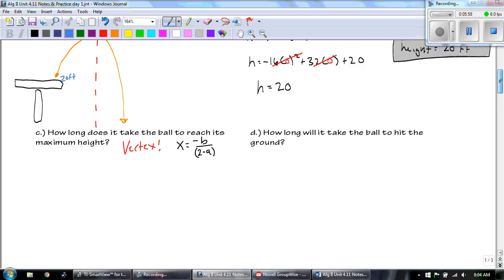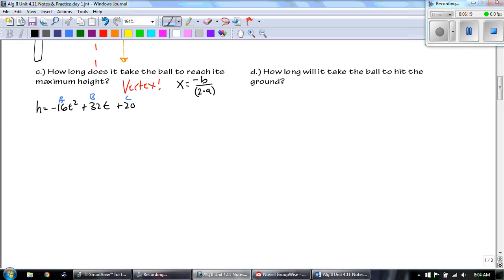All right, so to find the vertex, we need to use that formula. H equals negative 16t squared plus 32t plus 20. So you know what your A, B, and C are. Now I'm going to take the opposite of B, so it's negative 32 divided by 2 times A, which is negative 16. Okay? So the top stays the same at negative 32, and 2 times negative 16 is negative 32. And when we divide that out, hopefully you're not using a calculator, you get 1.